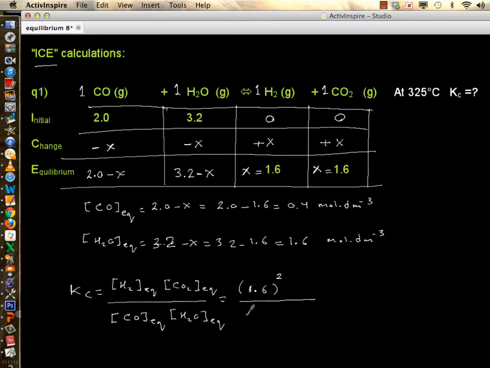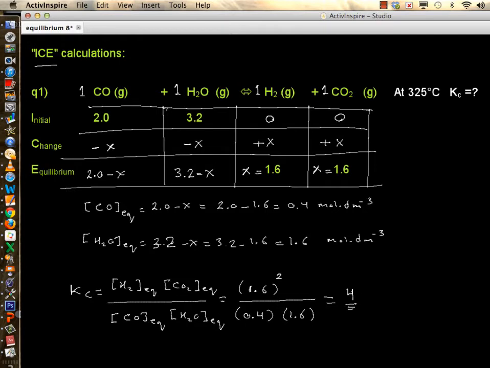which was 0.4, multiplied by, at equilibrium steam was 3.2 take away x, which was 1.6. When you do this, you will find that your K is 4. So Kc is 4 for this equation at 325 degrees Celsius.